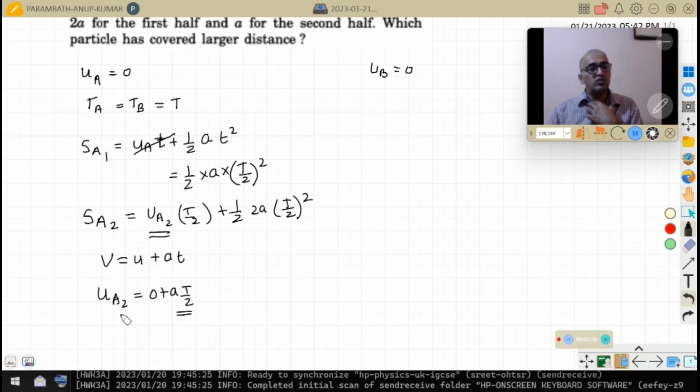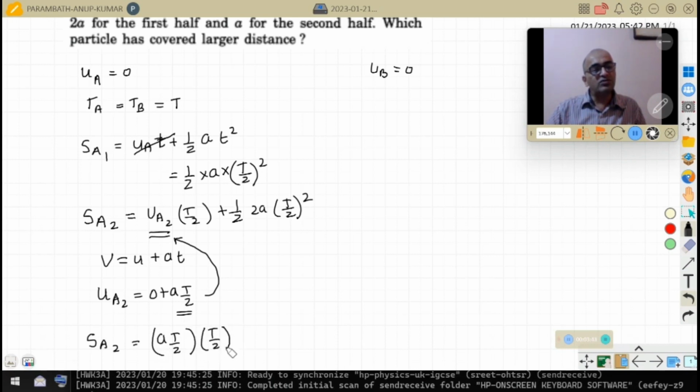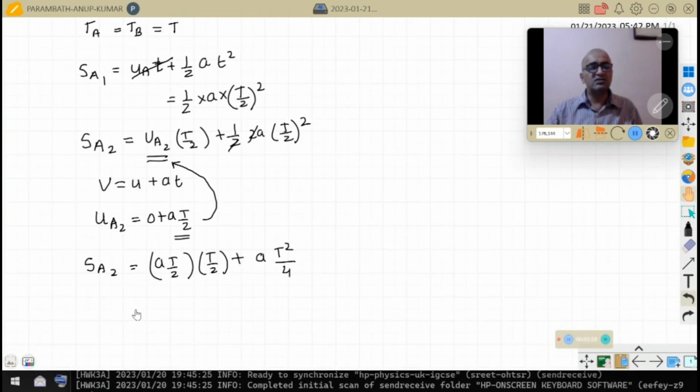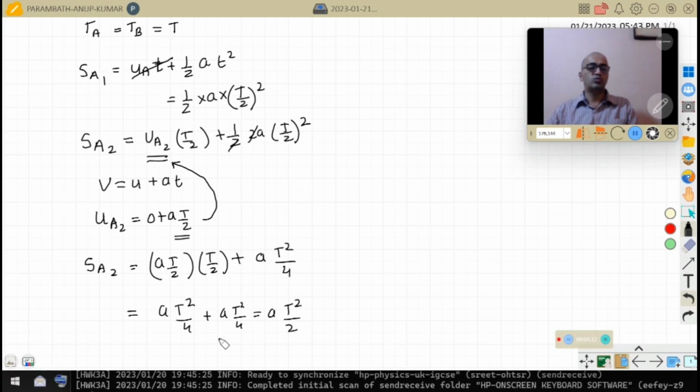This UA2 I can directly apply here and I will get SA2 equal to (at by 2) the whole multiplied by t by 2 plus half, and this cancels, and I have at squared by 4. If I carefully look at this equation, I'll get the answer as at squared by 4 plus at squared by 4, that is equal to at squared by 2. And previously I got SA1 as at squared by 8.